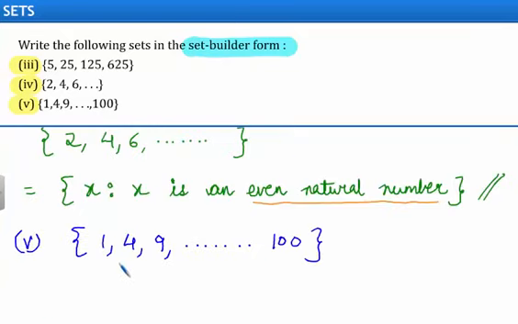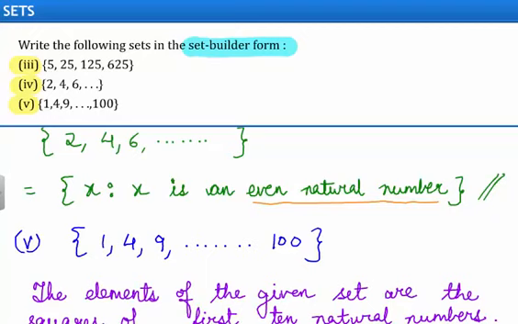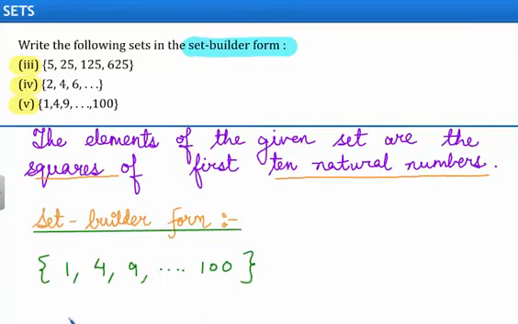So here we have the set given in the fifth part of the question. Now if you observe the elements of the set, you can say that these are the squares of the first 10 natural numbers. So we write that the elements of the given set are the squares of the first 10 natural numbers. So the given set can be written as 1 square, 2 square, 3 square till 10 square.